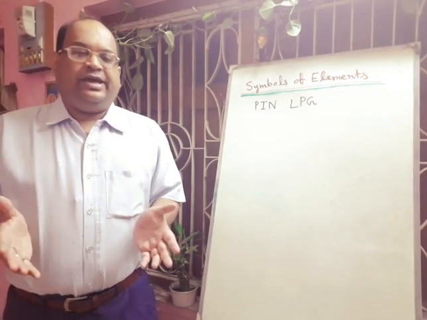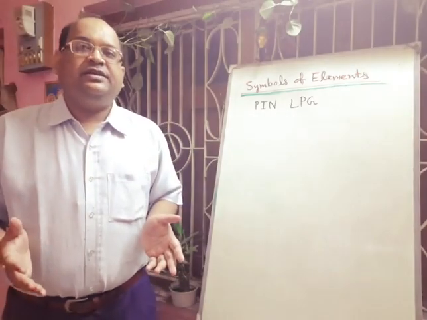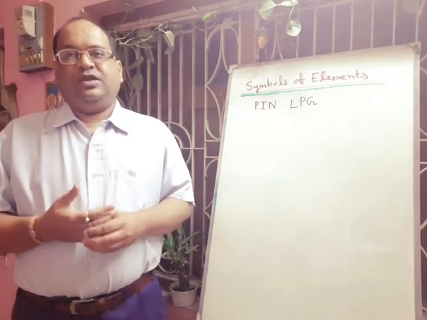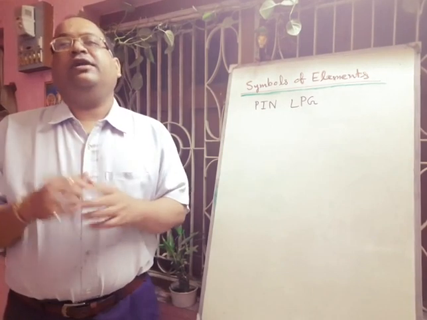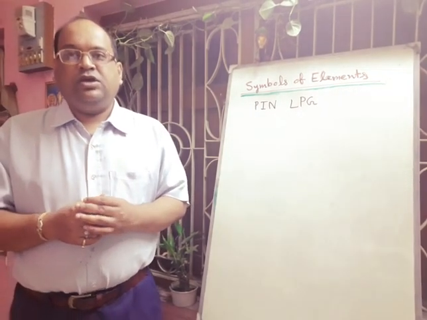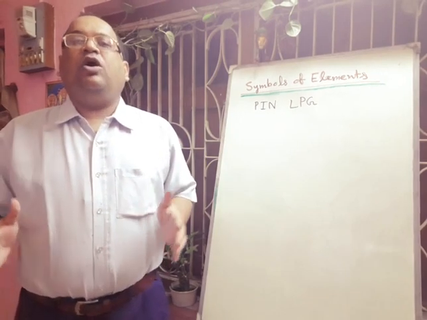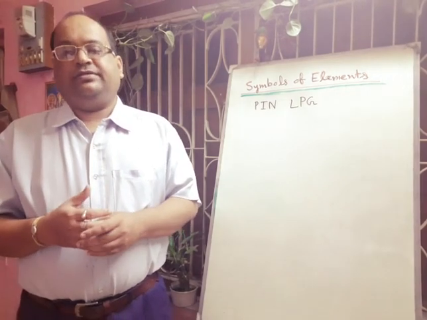In the same way, symbols have been used to represent the full names of the different elements. One symbol will represent only one kind of element. So a symbol is defined as an abbreviation or shorthand sign for the full name of an element.